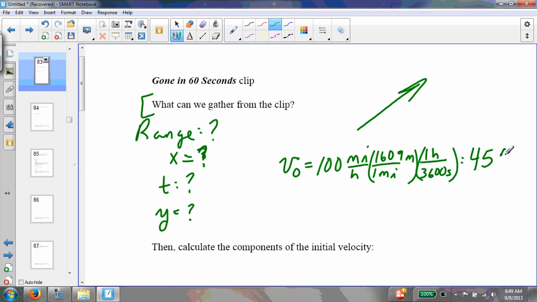So next time you're out driving at 100 miles an hour, you can look over and tell your friend, hey, I'm driving at 45 meters per second. And they will no doubt be impressed.